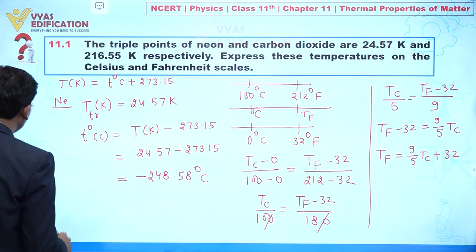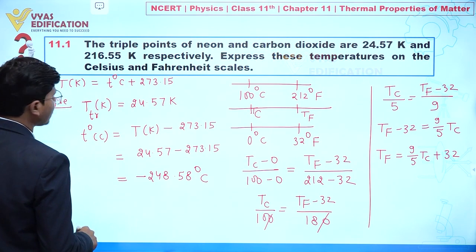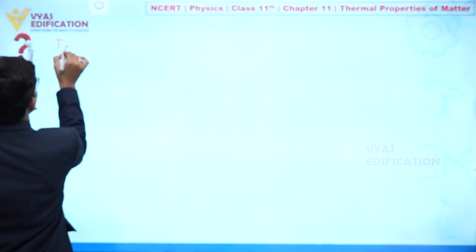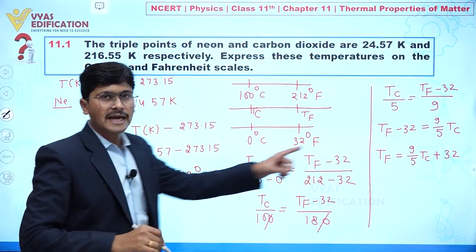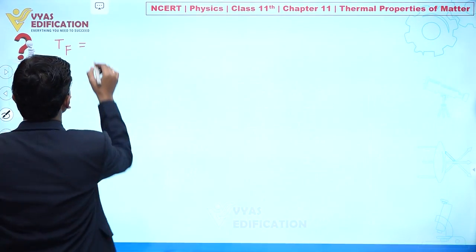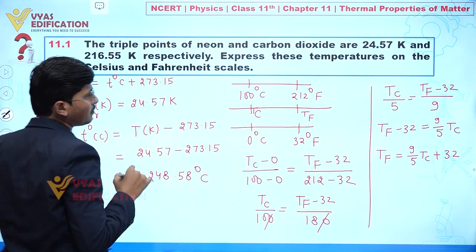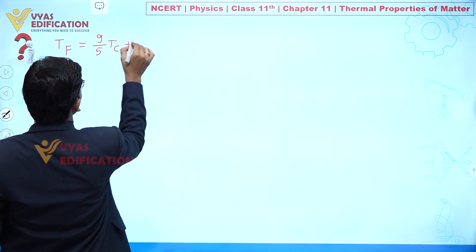So from here we can write like this. I am again writing this relation here. The value of temperature in Fahrenheit is given by 9 by 5 times TC, 9 by 5 times TC plus 32. Clear?